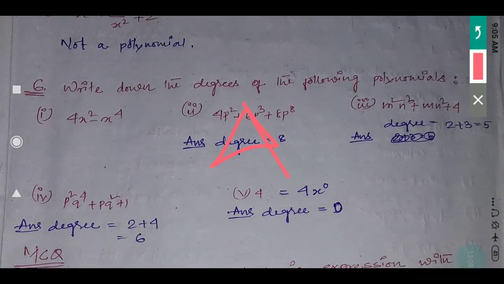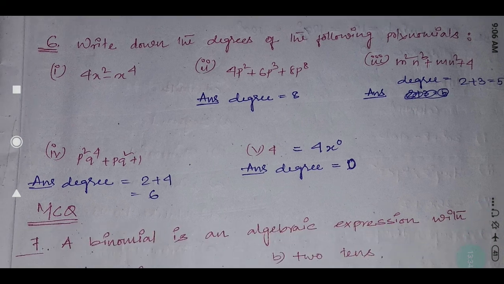So yeah, see question number 5, it is given 4. 4 I can write as 4 into x power 0, because the definition of degree itself is the variable's highest power. Here no variable is there, so we have to write it with a variable. If I write x power 0, that means 1 only, so it is still 4. So if you write x power 0, what is the degree? The degree will be 0.